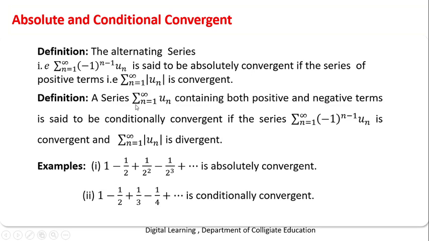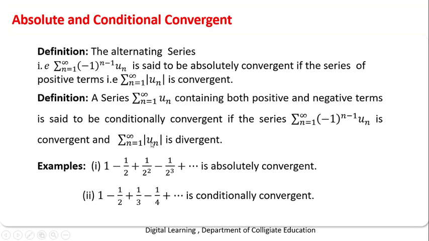If a series, summation n equal to 1 to infinity Un, containing both positive and negative terms, meaning it is an alternating series, is said to be conditionally convergent if the series summation n equal to 1 to infinity of minus 1 to the power of n minus 1 into Un, which represents the alternating series, is convergent, and the absolute series is divergent. Absolute series means the positive terms.